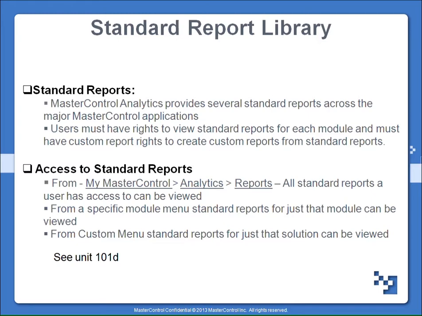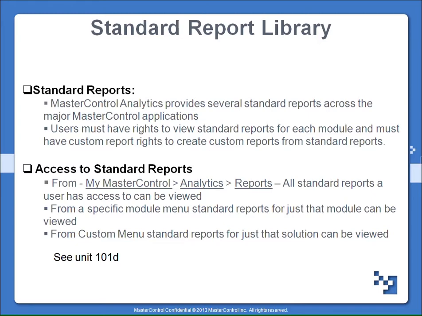First thing I want to talk about is the standard report library. With all of our modules, there's a standard report library. Sometimes we call them canned reports, out-of-the-box reports. Those are reports that Master Control built to help you report on the different modules, whether it be portal, documents, process, audit.